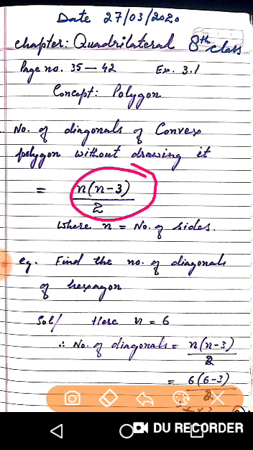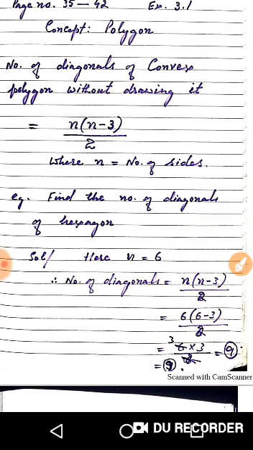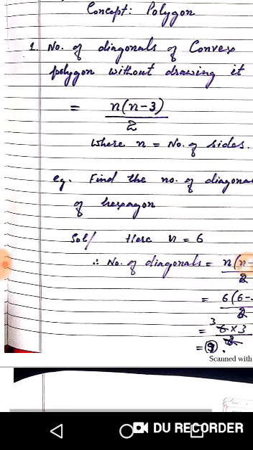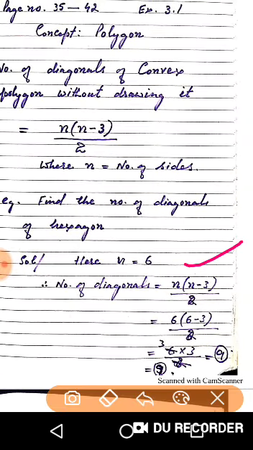For example, I have given a question here: find the number of diagonals of a hexagon. So here we know a hexagon has how many sides? It has 6 sides. So when you want to find its diagonals, you will do it this way. n into n minus 3 divided by 2 is the formula. You will write it first here. Then in place of n, give 6. And again you have n, give again 6 minus 3 divided by 2.